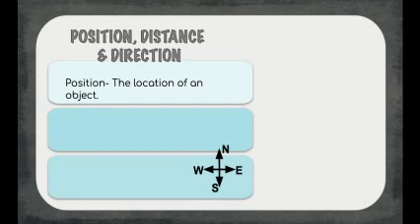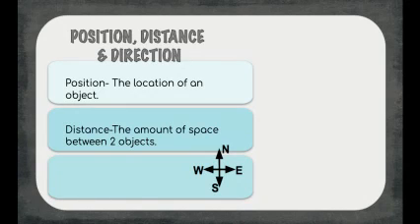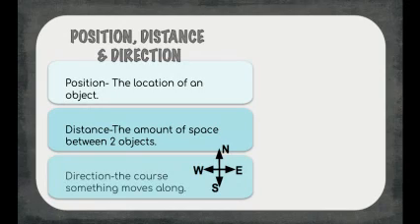Position is the location of an object. Distance is the amount of space between two objects. And the very last one is direction. It's the course that something moves along.